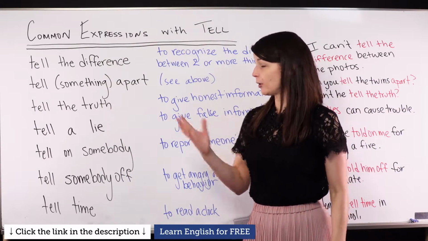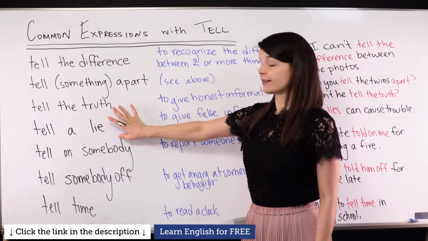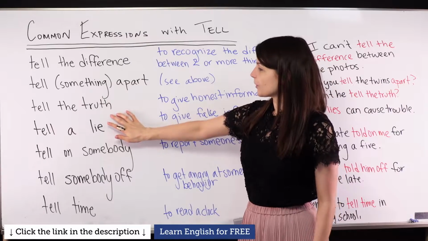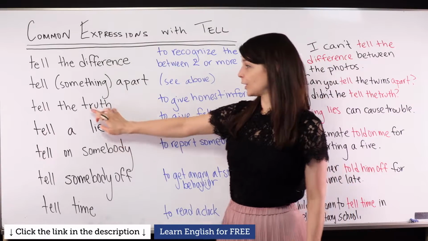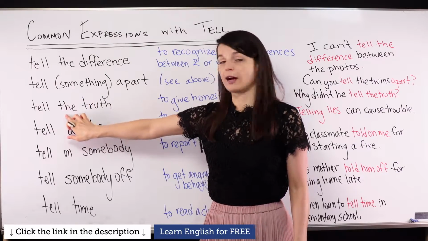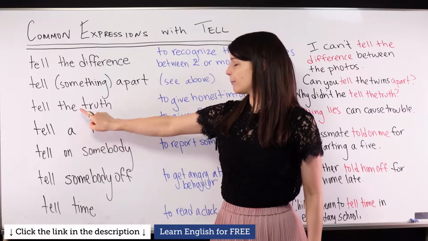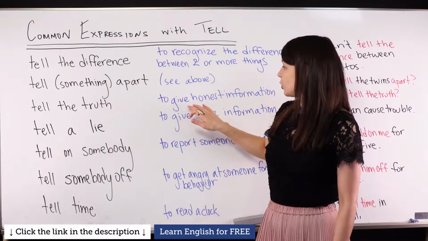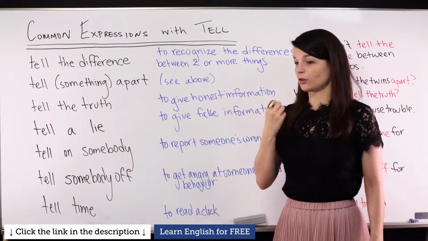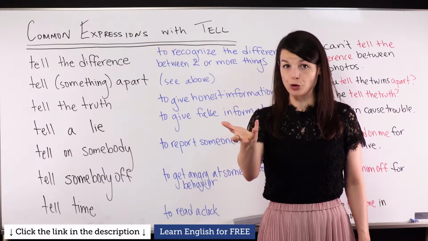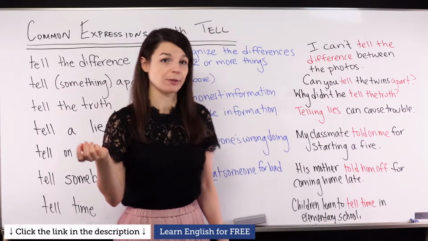The next two expressions kind of come as a pair. We could consider them as a pair. Let's look at the first one. Tell the truth. To tell the truth. You'll notice that we use the article the here. We'll come back to this point in a minute. But to tell the truth means to give honest information. So you're sharing things that are true. You are giving real information, true information, honest information.